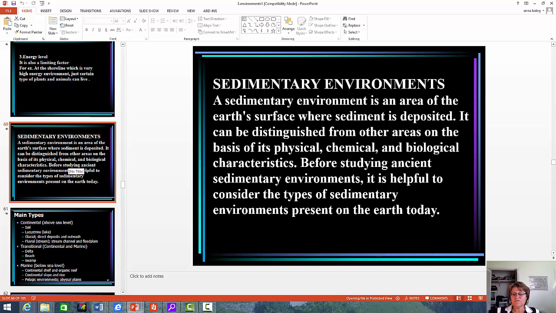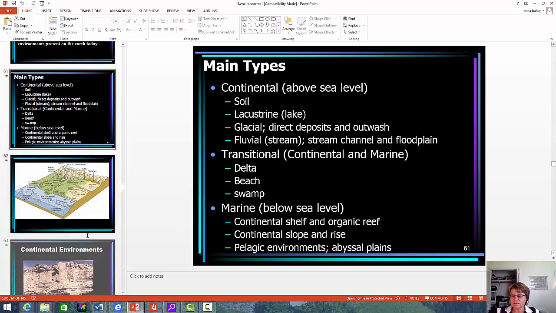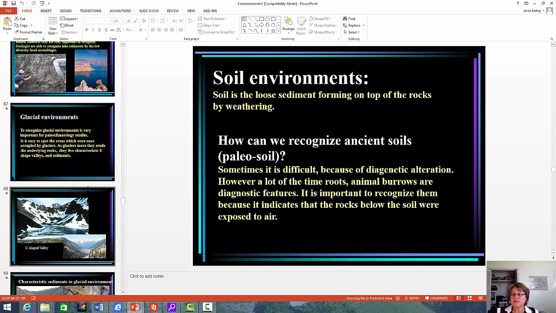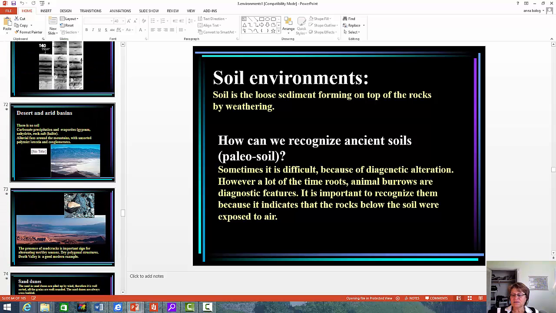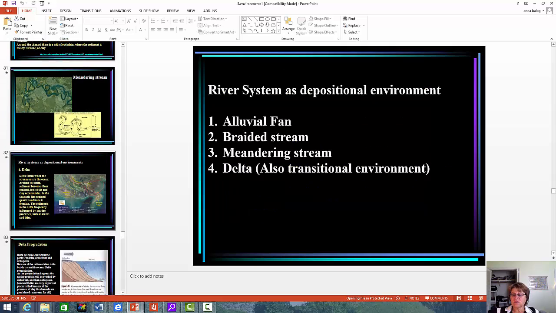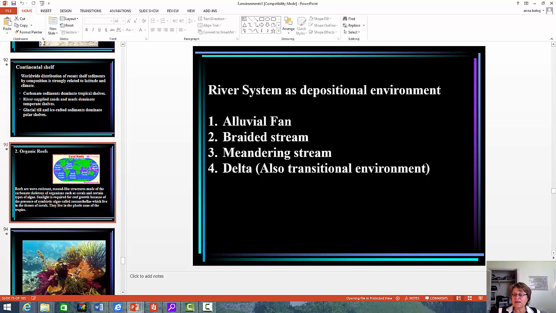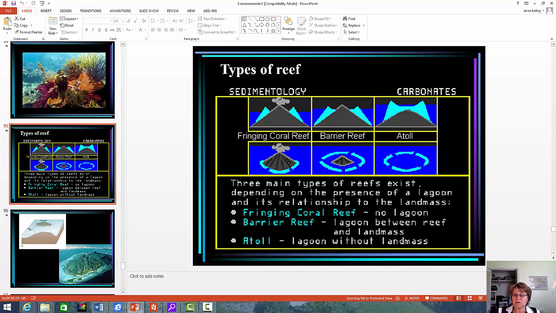So the sedimentary environment, this slide, you understand, these are the continental, transitional, and marine. So these are kind of important. These are the continental environments, right here: glacial, glacial lake, desert, rivers, braided streams. So all this stuff is quite important. I might ask it, and then you have to be able to just characterize it a little bit. And then the marine environment, the organic reefs, the different types of reefs are kind of important.